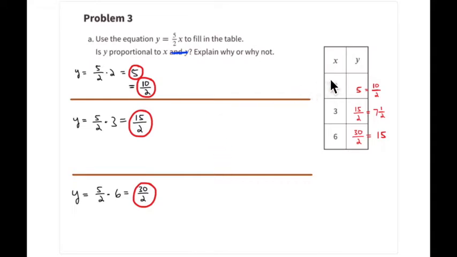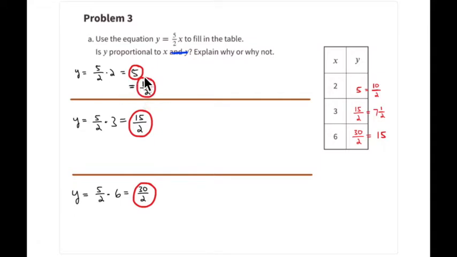So first of all, fill in the table. So for each value of x, y is 5/2 that amount. So 2.5 or 5/2 times 2 is equal to 2 times 5, which is 10.